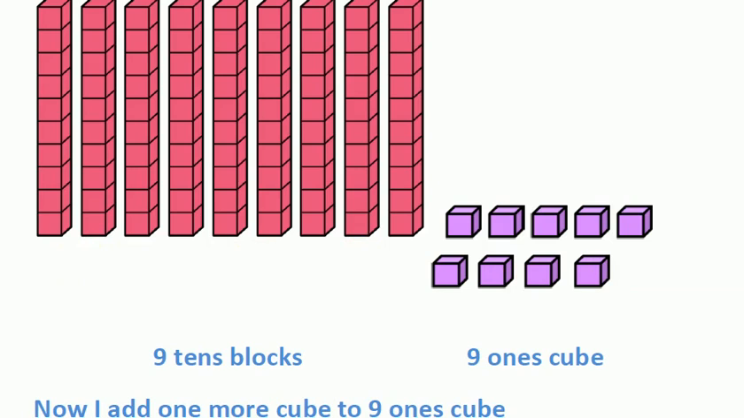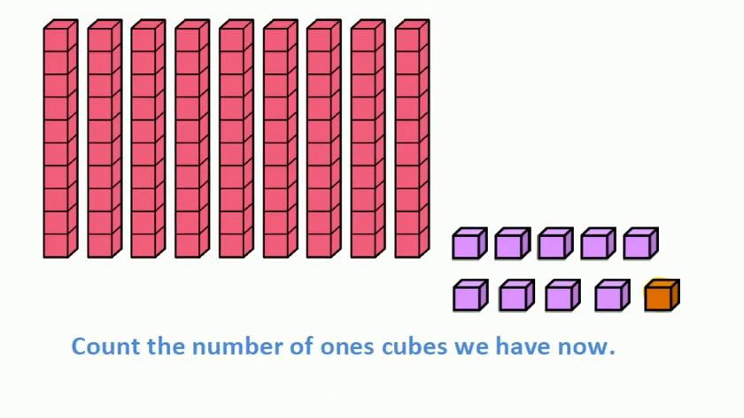Now what I will do is, I will add 1 cube here to 9 ones cubes. These are 9 ones cubes. I will add one more cube to 9 ones cubes. See, I have added 1 more cube here. So now let us count how many ones cubes we have after adding 1 here. 1, 2, 3, 4, 5, 6, 7, 8, 9, 10. Now children, you have 10 ones cubes.